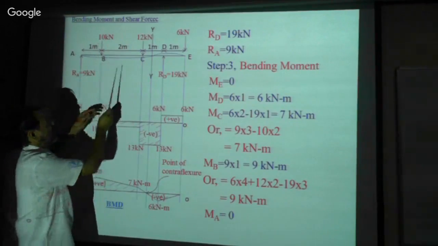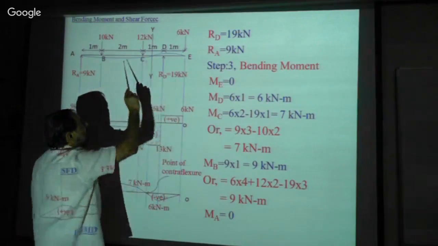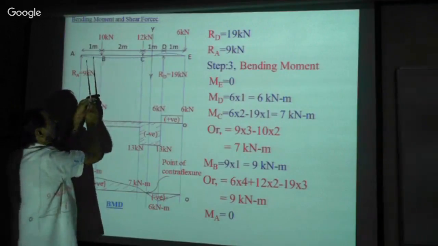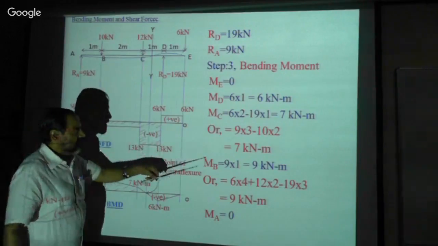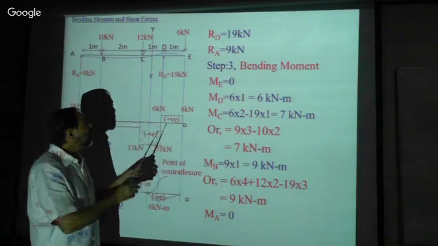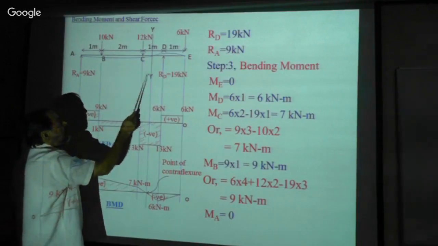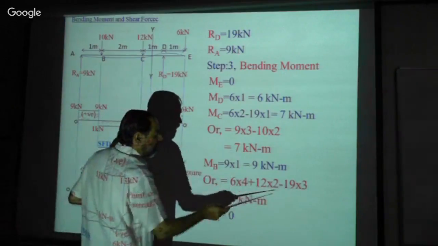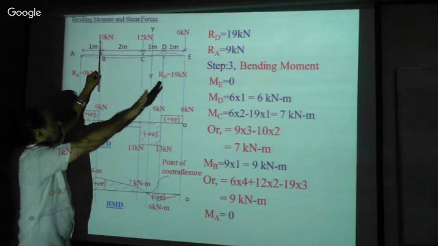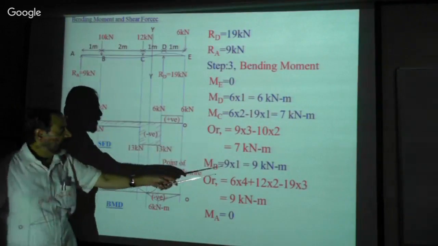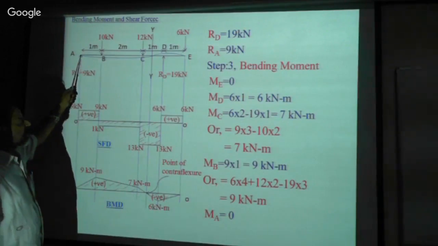If you consider the right hand section, what is going to happen? Let us see. Now this is 6 multiplied by 4, the shear force, clockwise, isn't it? 6 multiplied by 4 with respect to B, and 12 multiplied by 2, it is clockwise, and then this creates anti-clockwise moment. Therefore, 19 multiplied by 3, then we'll get the 9 kilonewton meter. Whether you consider the right hand section or left hand section, we are going to get the same result, isn't it? Now, at this point, MA is equal to 0.